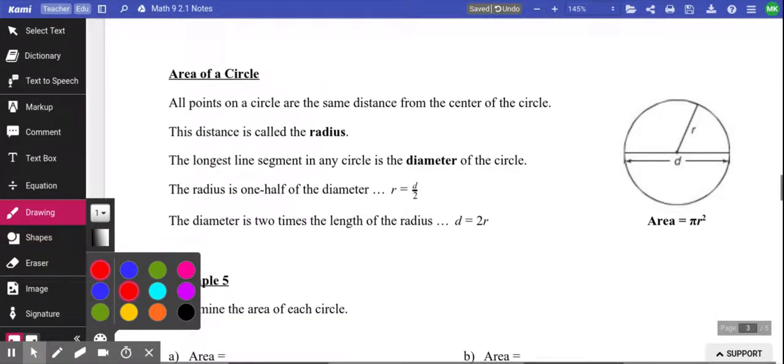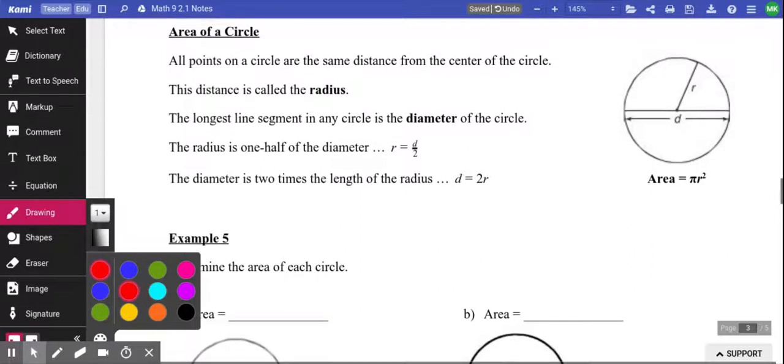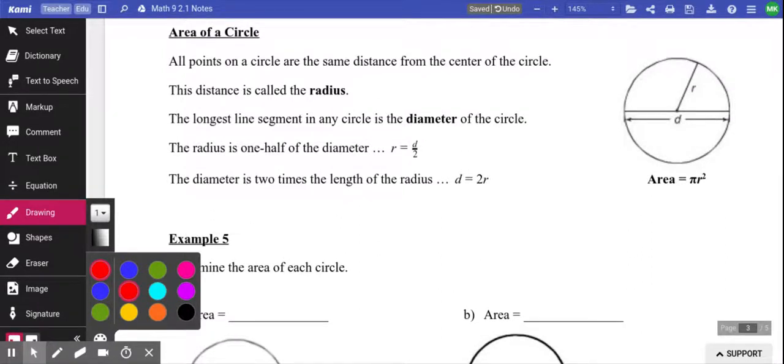Wicked. Area of a circle. So things are starting to get a little bit harder. Area of a circle depends on you kind of knowing a couple definitions. Those definitions are radius and diameter.